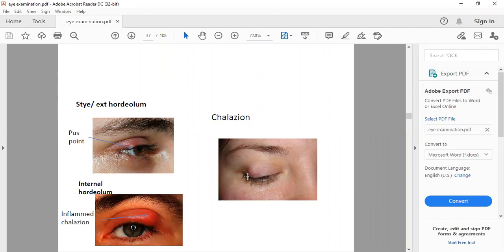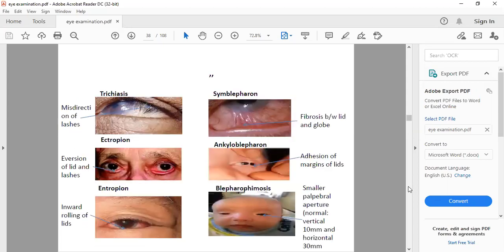And this is the third picture, which is also very common. This is called chalazion. Chalazion is nothing but granulomatous inflammation of the meibomian gland. So what is the difference between chalazion and internal hordeolum? In internal hordeolum, the whole lid is swollen. It appears red, so it is an acute inflammatory condition. The patient will have pain and tenderness, whereas here the patient will be absolutely asymptomatic. The only complaint will be a swelling of the upper eyelid. So this is chalazion. These are some of the other abnormalities of the lid, like trichiasis.